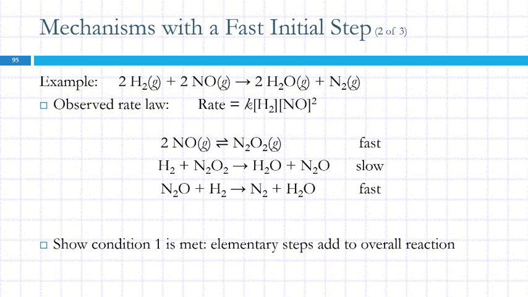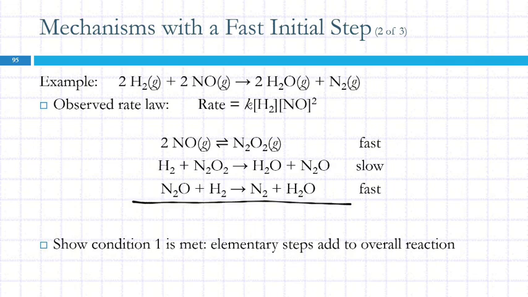So here we are given a chemical equation, an observed rate law, and a mechanism, and we're asked to show that condition 1 is met, that the elementary steps add to the overall reaction. Well, how would we do that? Add them together.